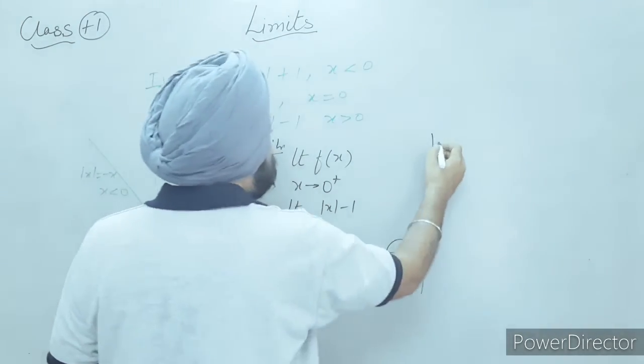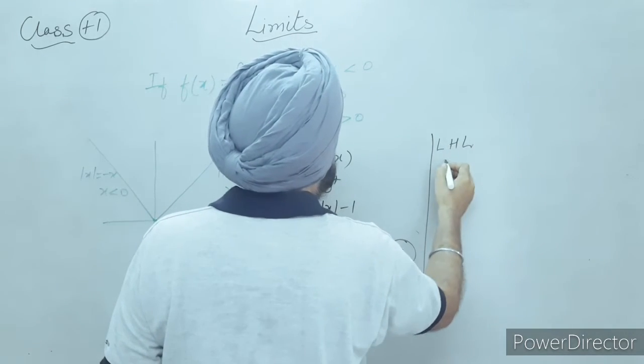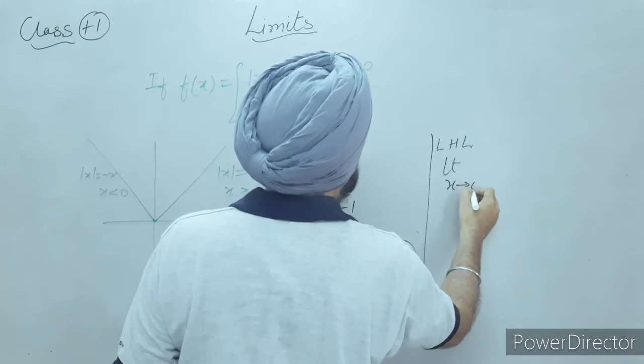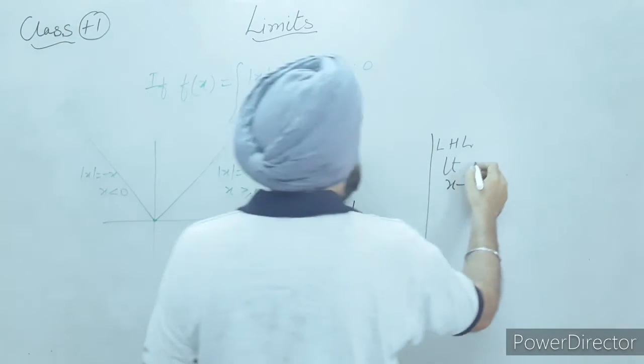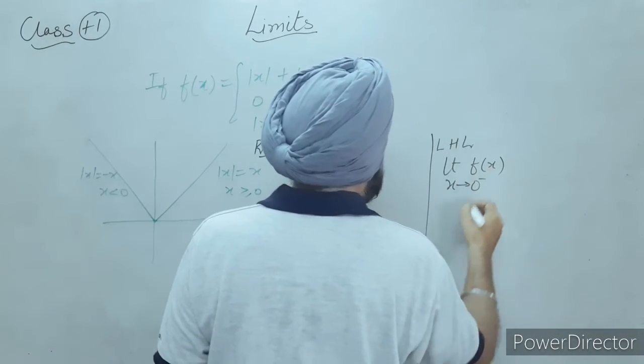Now let me calculate the left hand limit. It is the limit as x approaches 0 negative of the function, right?